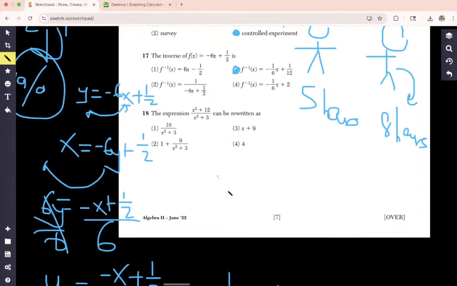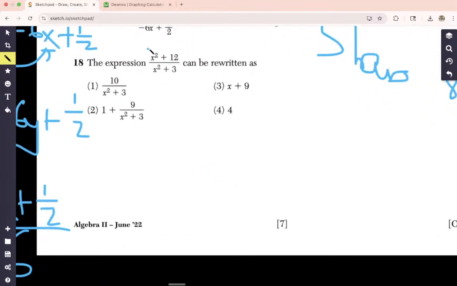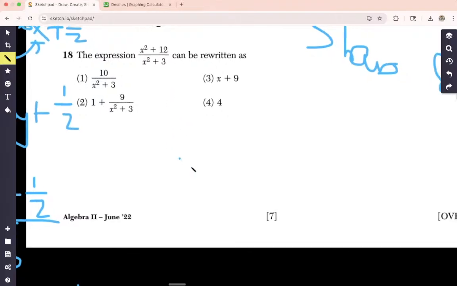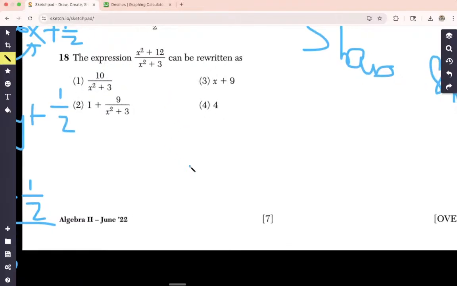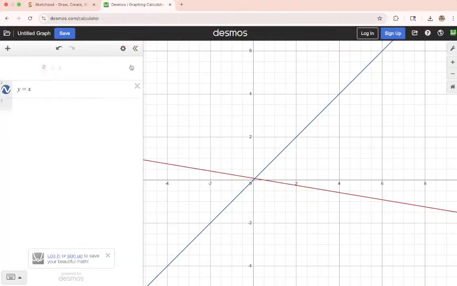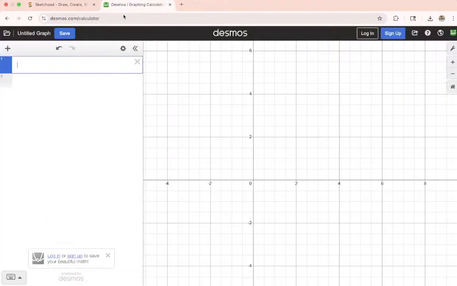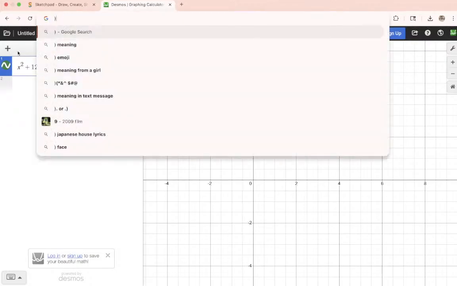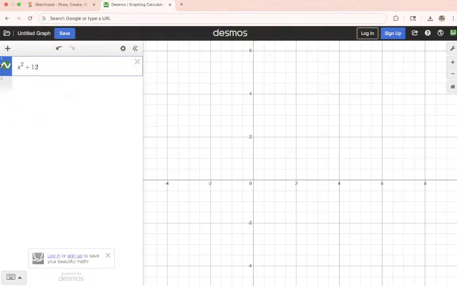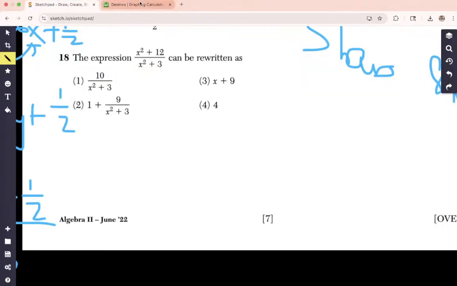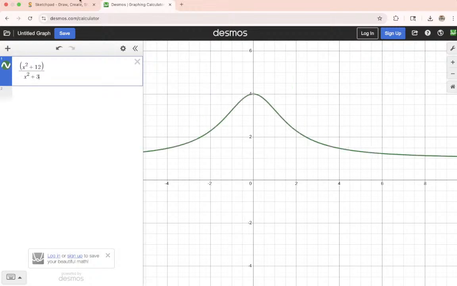The expression, what can this be written as? We could probably use long division, but I want a simple way to do this. x squared plus 12, and then this is divided by x plus 3. Sorry, guys, this is x squared plus 3. All right, the function looks like this.